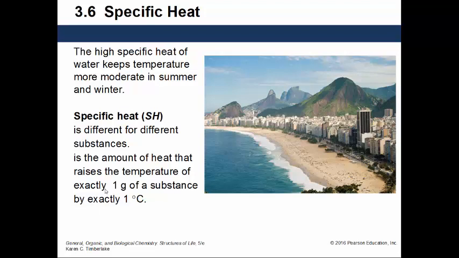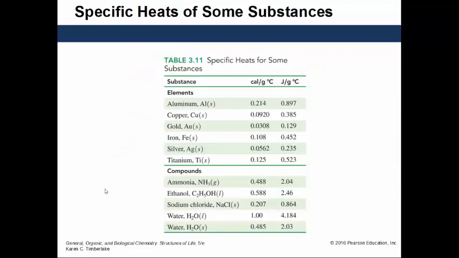And it can vary greatly depending on the type of substance that we're referencing. And this goes into how well an object can be heated, how much it can be cooled, how much heat can be transferred from one material to the next. Here are some examples of some common elements and common compounds and their specific heat.